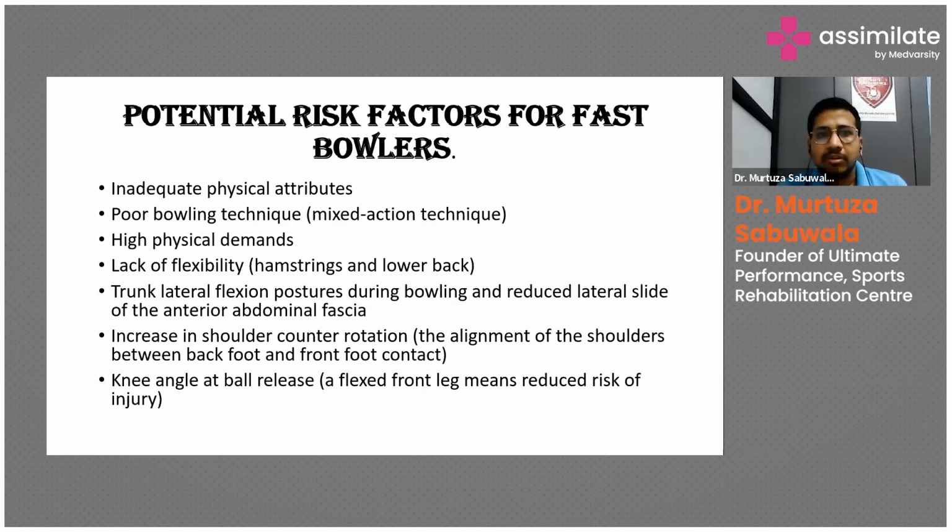Lateral flexion posture during bowling, and reduced lateral slide of the anterior abdominal fascia. Increase in shoulder counter rotation, that is the alignment of the shoulder between the back foot and the front foot contact. If there is an increase in counter rotation, that leads to injury. Knee angle at ball release: when the front foot lands to make a delivery, the front foot should be flexed. If there is full extension of the leg, it increases the chances of injury.